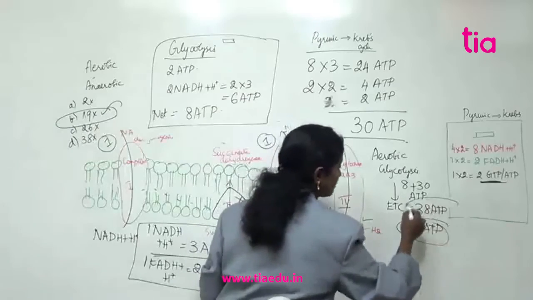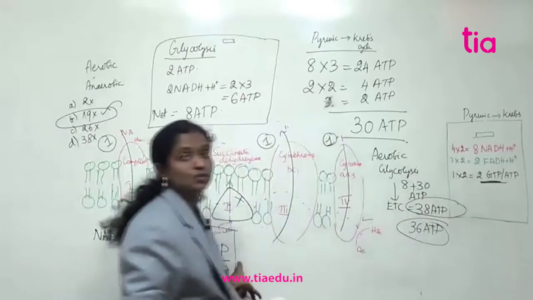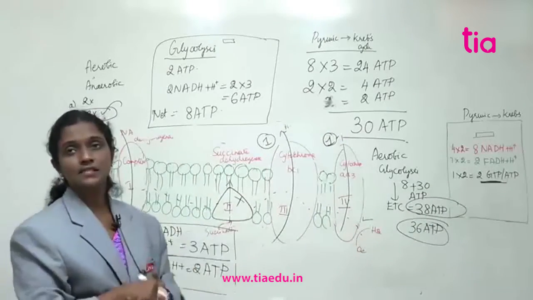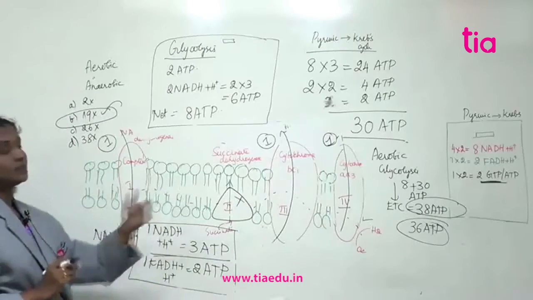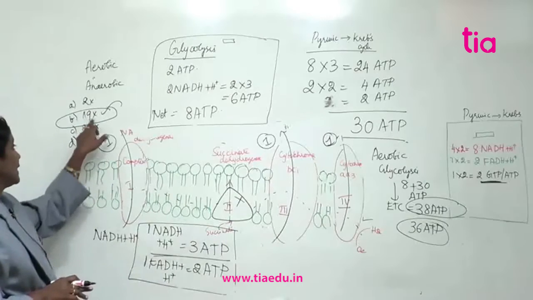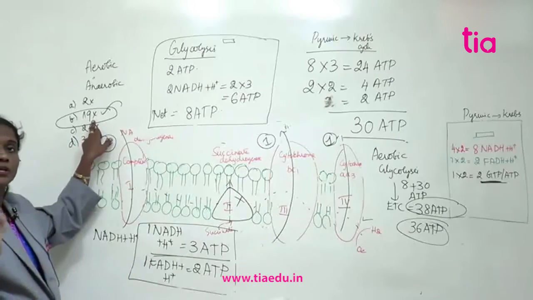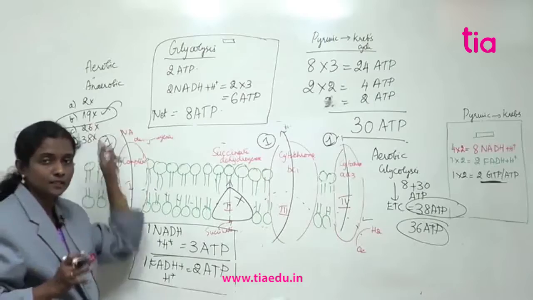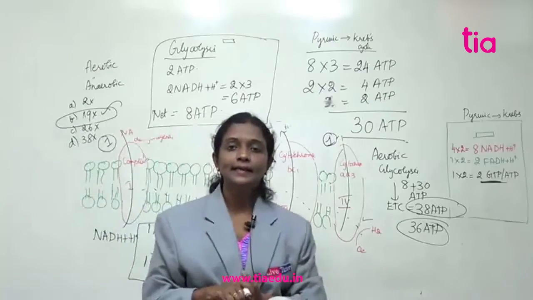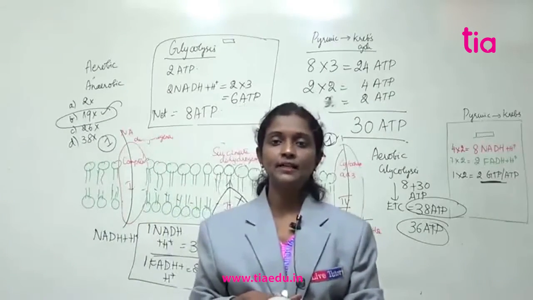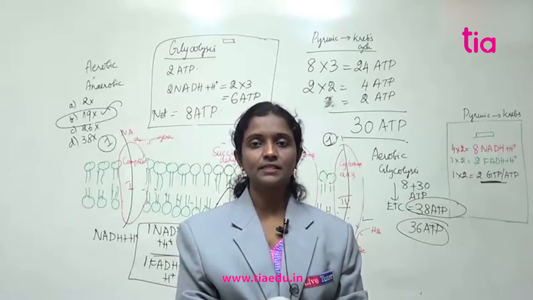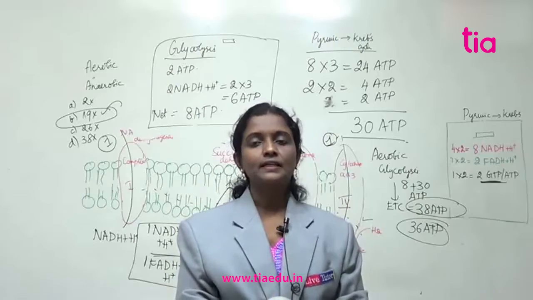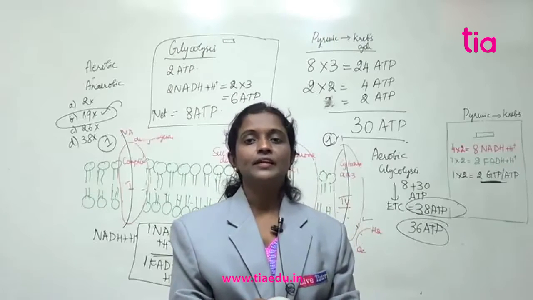Sometimes they also don't consider the 2 GTP. In that case, 36 ATP. If the GTP is not considered, then it will be 36 ATP. So 19x or 18x. They won't give 18x and 19x together. So the answer should be either 18x or 19x, because the number of ATPs generated in anaerobic respiration, wherein pyruvic acid gets converted to lactic acid, is 2 ATPs.